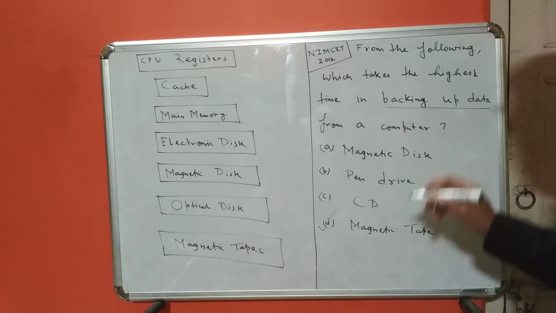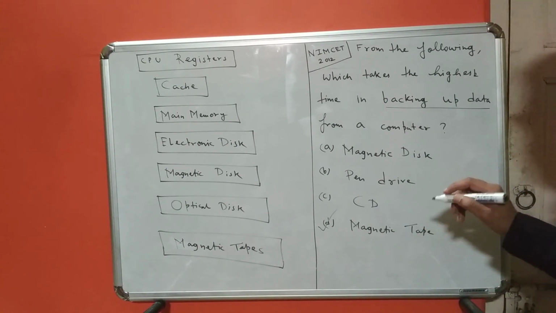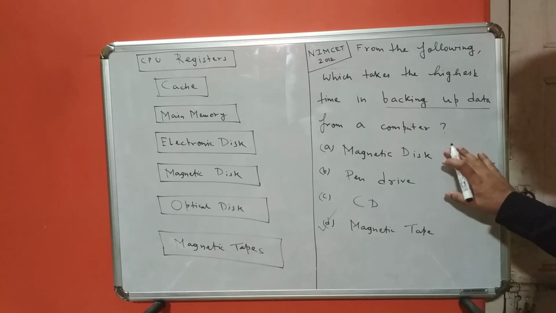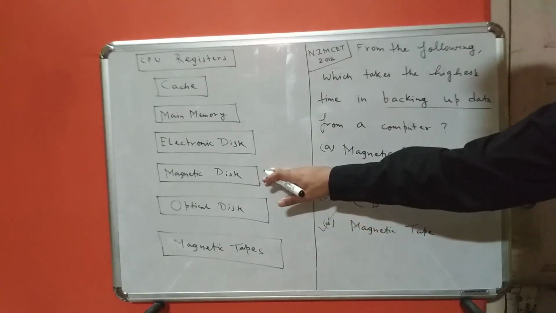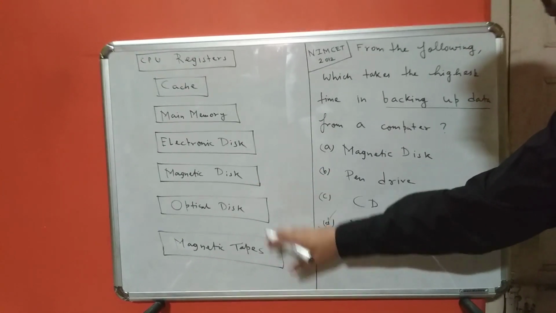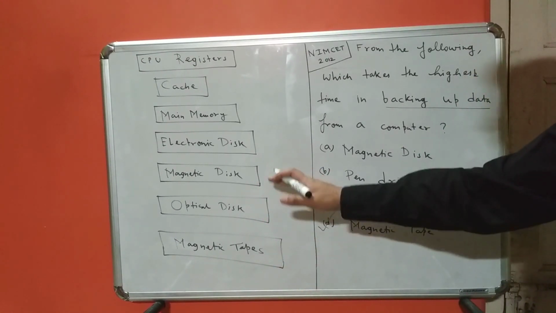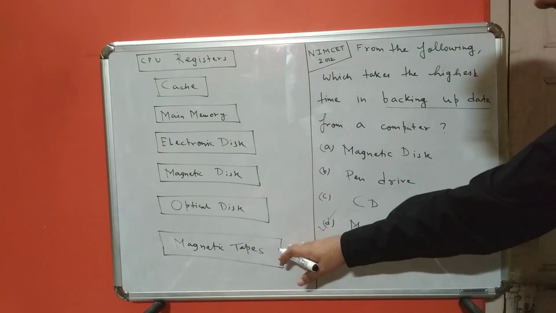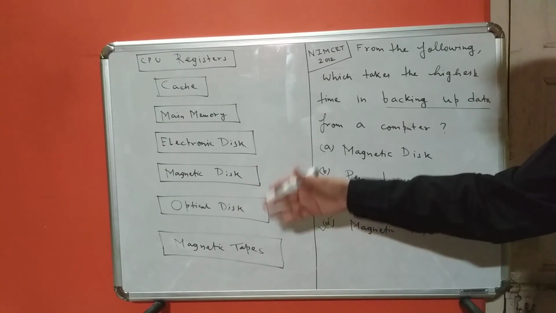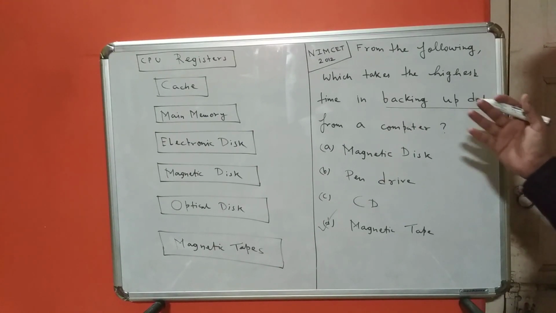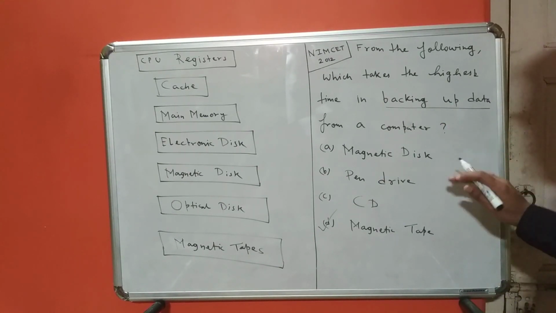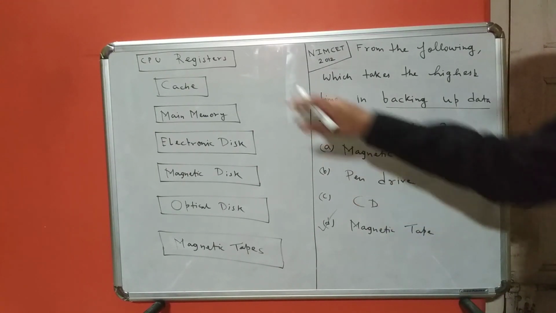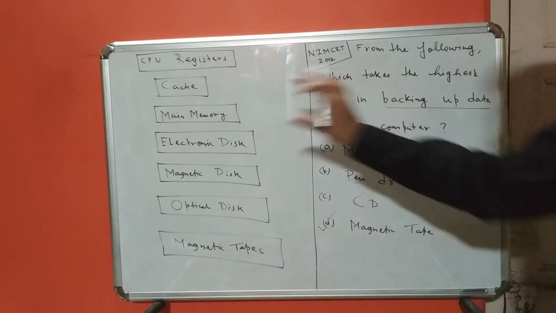But let's not stop there. Let's analyze this question a bit further. Now they are saying magnetic disk. Magnetic disk is at this level. That's fine. We can understand that magnetic tapes is below it, so it's understandable that magnetic tapes will take up more time to back up data from a computer. That's understood. But what about pen drive? In which of these blocks does pen drive fit in?